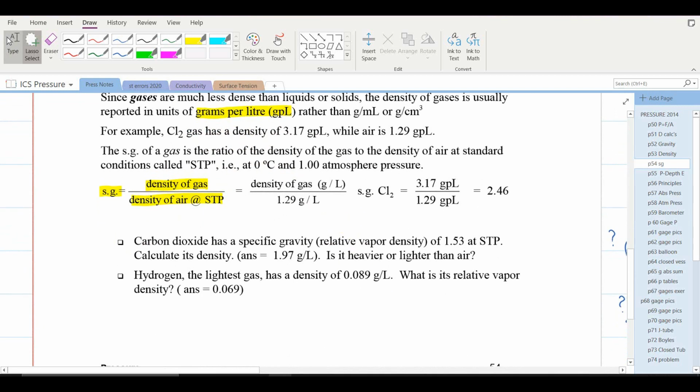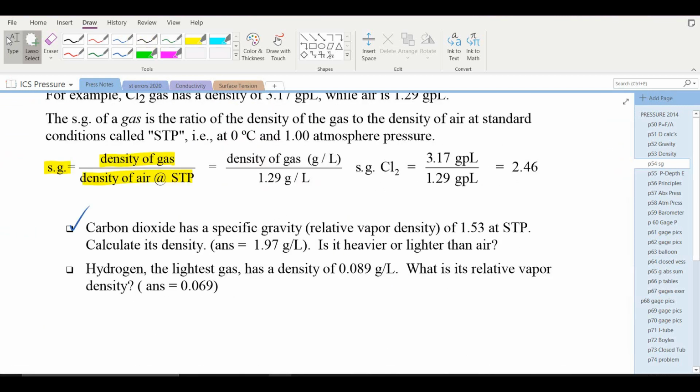Let's give this a try. Carbon dioxide has a specific gravity, or relative vapor density, of 1.53 at STP. This term, relative vapor density, is often encountered in occupational health and safety literature. It simply means the ratio of the density of a gas compared to that of air. So it's synonymous with specific gravity.